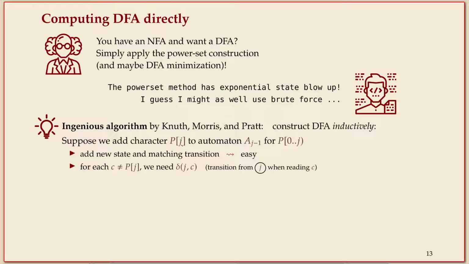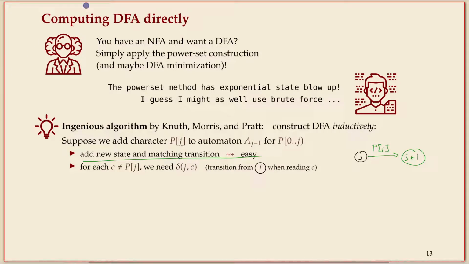So we have state j, and then there's a new edge labeled with p of j. That's the new character that we append. And we know where this leads to. It always goes to a new state j plus 1. So that's the easy bit. That's that part. Let's make that green as well. But we need more.